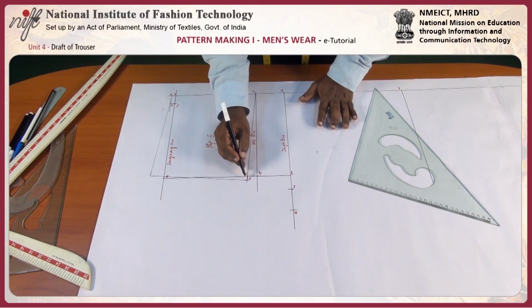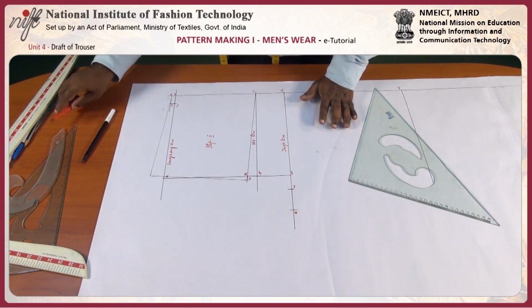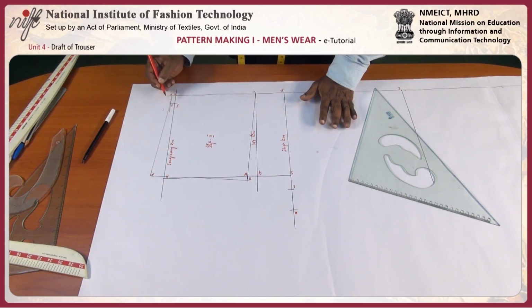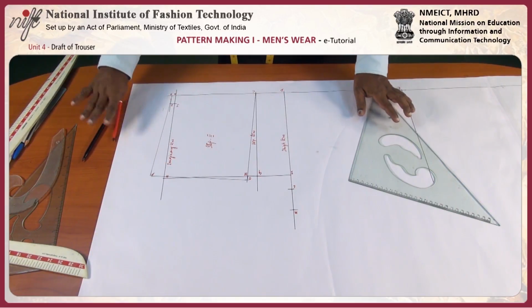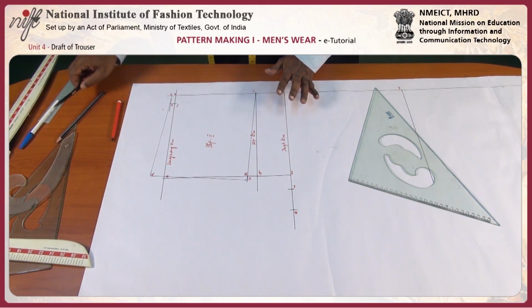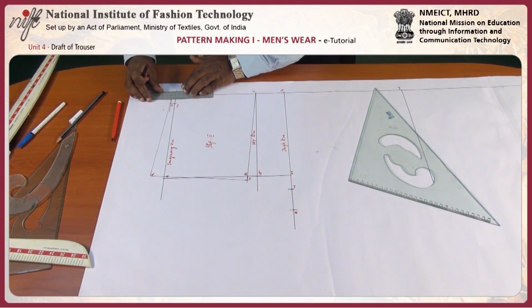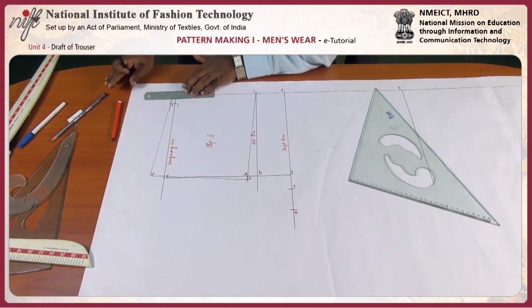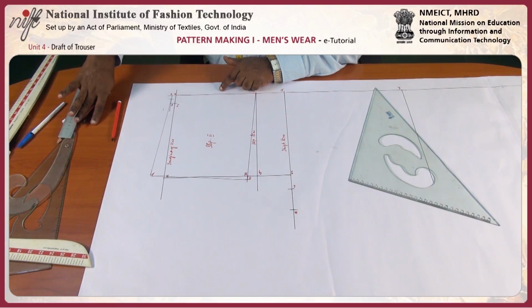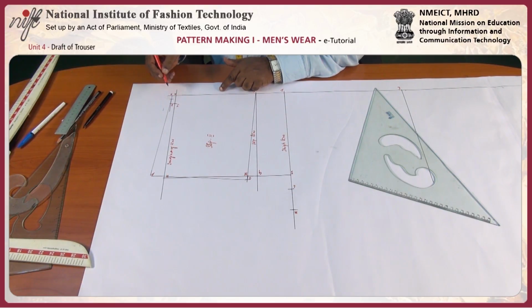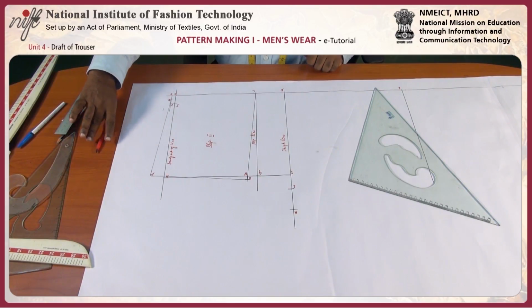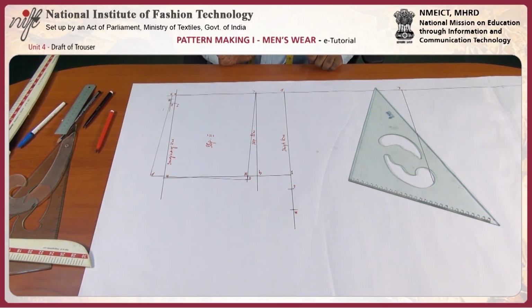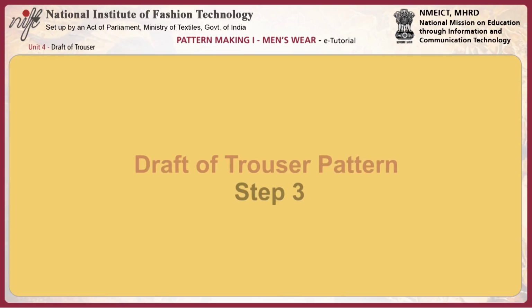O, P, the intersect point on BK line is Q. Done. Now let us move to step 3.